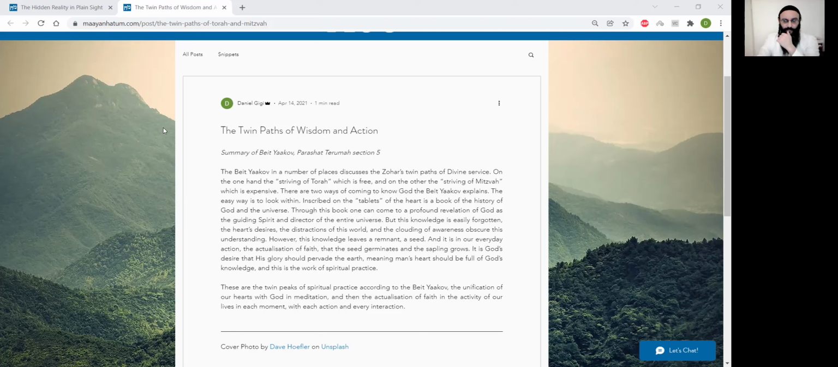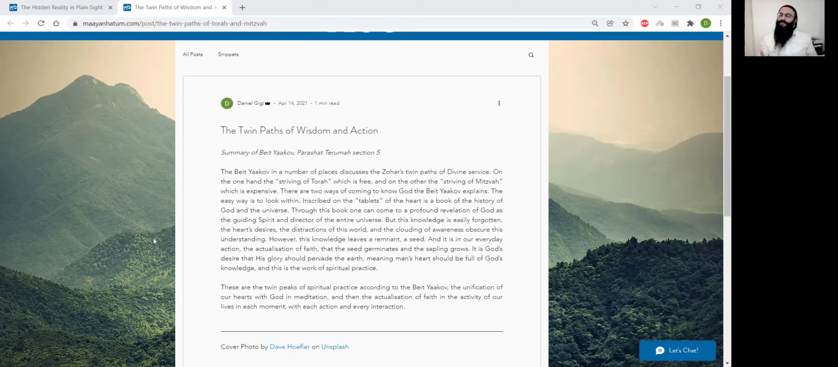We're going to look at the translation I've put on the website, but this is the summary. In that section, the Beit Yaakov is quoting the Zohar. The Zohar says that there are two paths, two ways of coming to know God. What I write here is the twin paths of divine service, referred to as Hishtadlut de'oraita, the striving, the effort, the energy, the endeavor.